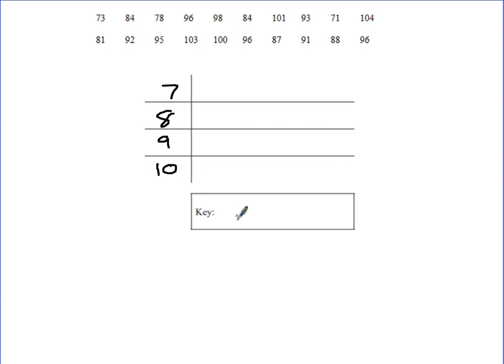Now I'll fill in the key straight away. Do not forget your key, that misses your mark otherwise. So just give an example. So 8|2 means 82. And you can put down what they actually stand for. It's in centimetres as well, so you've got to write down your unit there so they know it stands for centimetres, not millimetres.